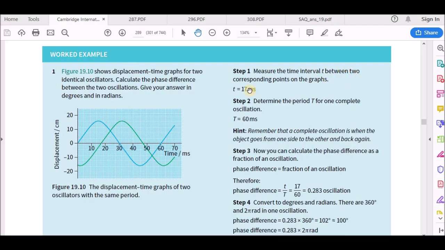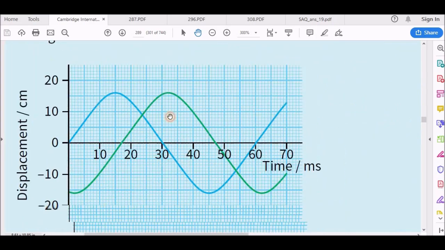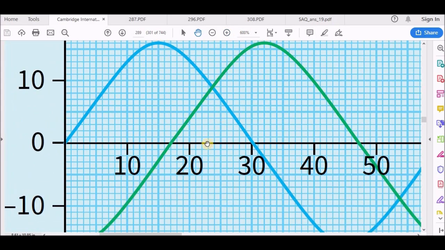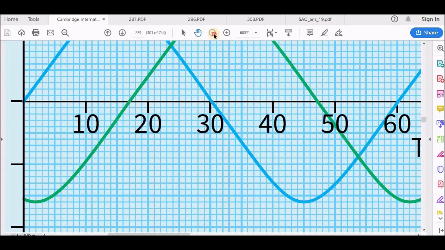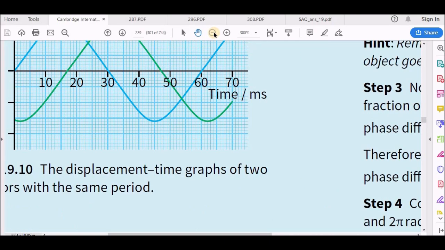Measure the time interval t between two corresponding points on the graph. So what we can do is from here to here. Okay, so you see that's 17. Now by looking at this I said 18, but we have to analyze it, look at it closer so we get the exact value. So from here to here: 15, 16, 17. You see here 17. Okay, so one wave is lagging behind the other by 17 milliseconds.